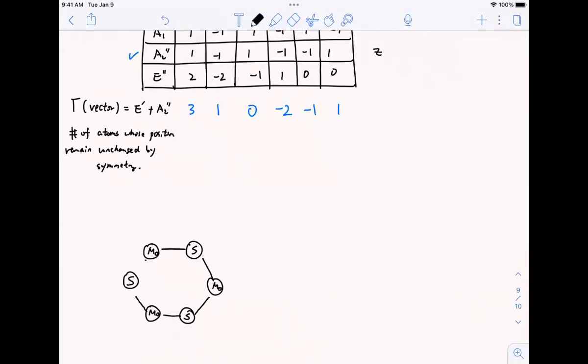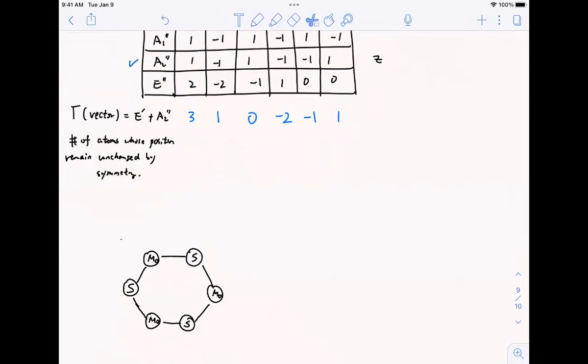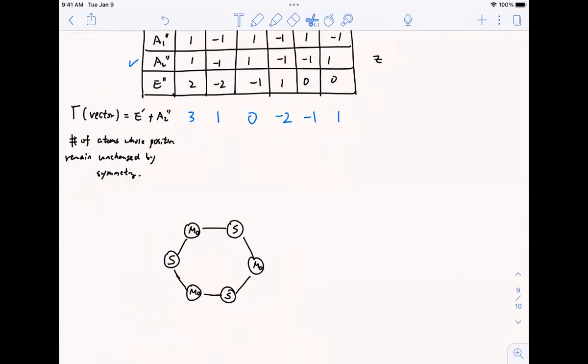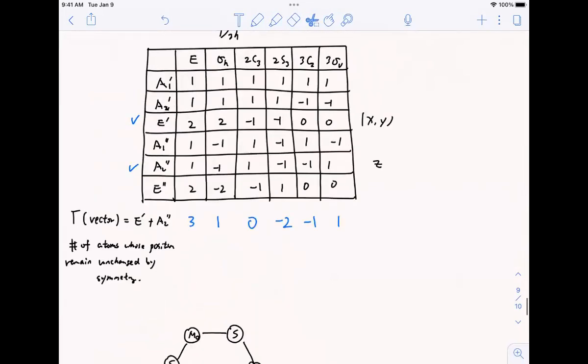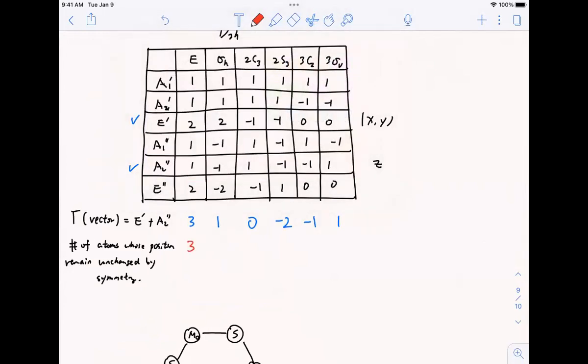Okay, let's deal with it one by one. So for identity, then it's simple. You just get 3, because you don't move. There are 3 atoms in the unit cell. They just overlap. So 3.